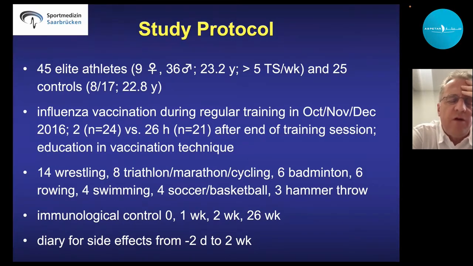And we applied an influenza vaccination in the German autumn, so when it is typically applied. It was given either shortly after the end of a training session in half of the athletes or on the very next day before the next training session. You can see that it was a mixed sample of different disciplines who are mainly represented at our Olympic Training Center. And this was all done through ongoing training, so there was no modification of the training schedule for this study.